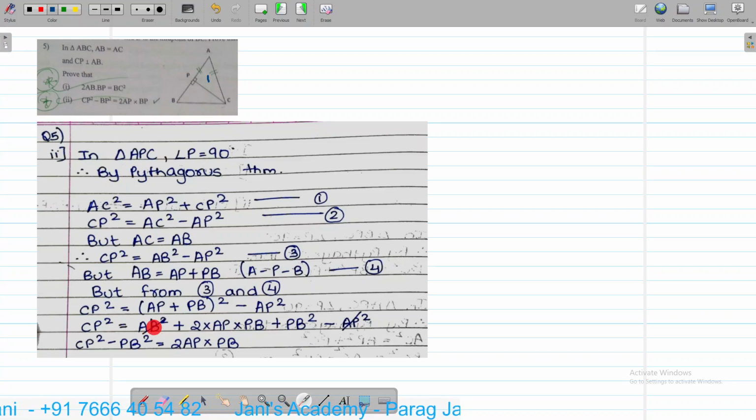So now I will get AP square plus 2AP PB plus PB square. Now AP square plus 2AP PB plus PB square minus AP square. So AP square cancels, you are left with 2AP PB plus PB square. Now here is CP square, PB square you have to take to the other side. CP square minus PB square is equal to 2AP into PB. So this is what was to be proved.